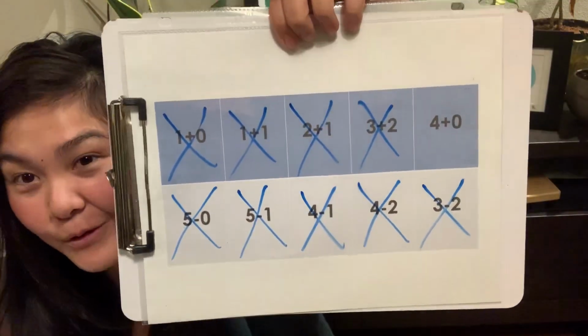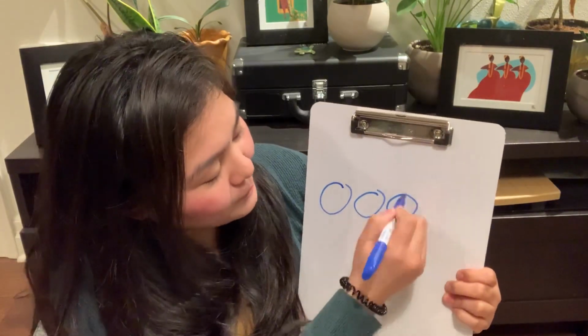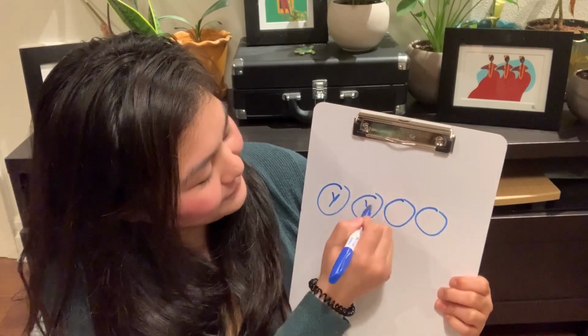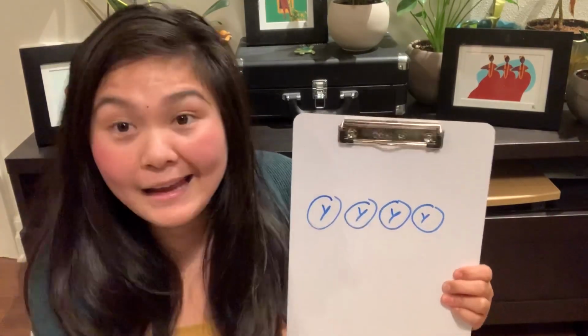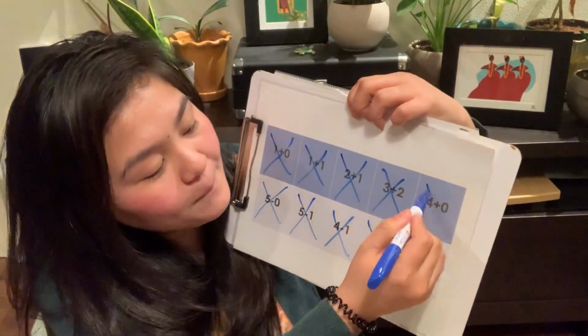And our last story is, I had some carrots, 4 were yellow and 0 were purple. 4 were yellow, Y for yellow, and 0 were purple. And the number sentence that matches is 4 and 0, or 4 plus 0. And we're going to move that flashcard to the finish pile.